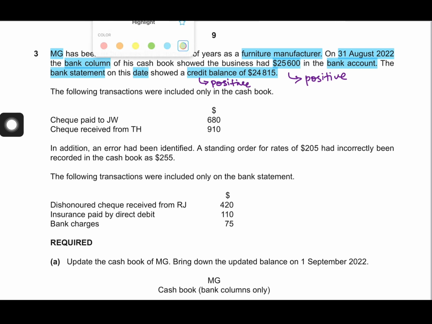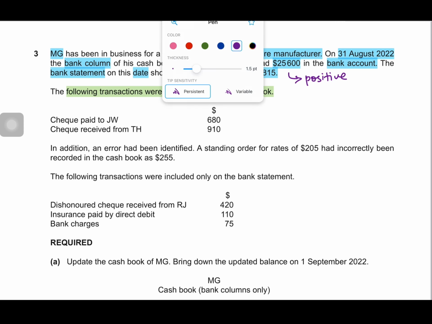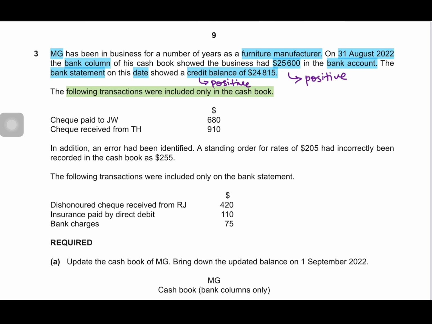Now we are also told the following transactions were included only in the cash book. So they were there in the cash book but absent from the bank statement. Of course they will require adjustment in the bank reconciliation statement then. And these are cheque paid to JW. Now cheque paid to JW existing in the cash book will be on which side? On the credit side, of course, and that will be an unpresented cheque. So it will require an adjustment in the bank reconciliation statement.